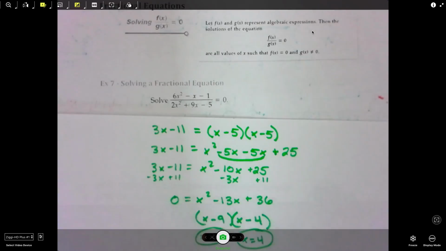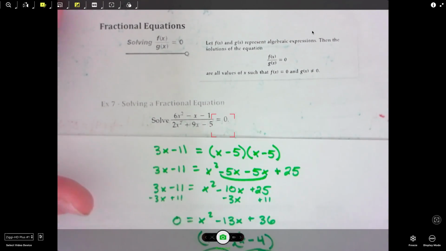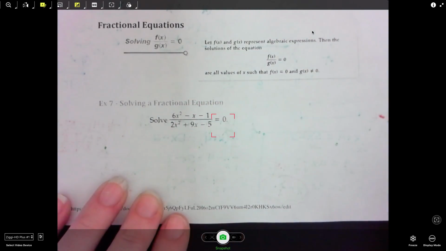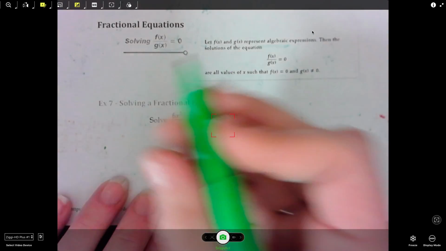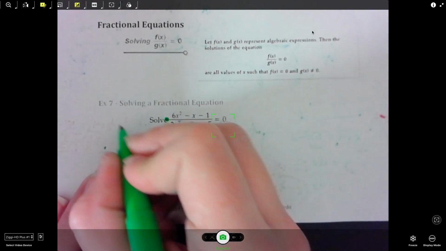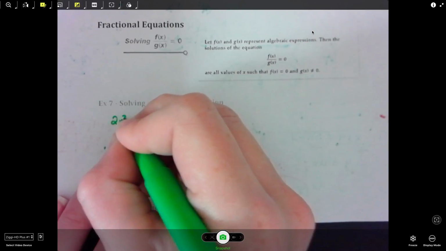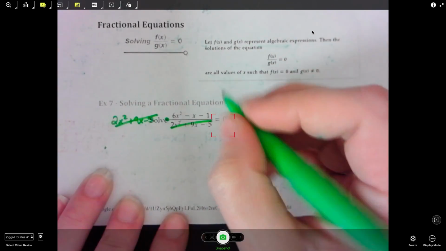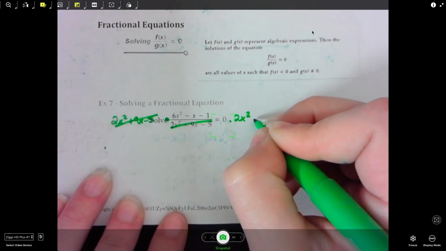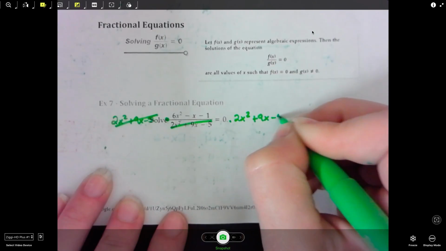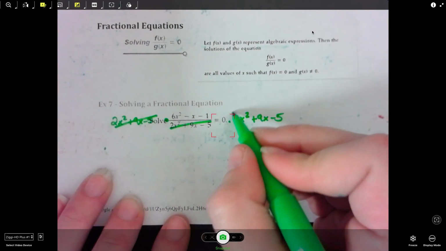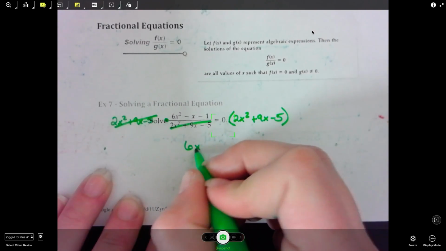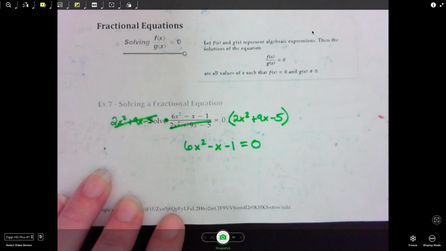Fractional equations. These actually come out nicer than what they look like to start with. If I'm trying to solve this guy and he's set equal to 0, what I can do is multiply both sides by the denominator. So 2x squared plus 9x minus 5, I'm going to multiply him and multiply by 2x squared plus 9x minus 5. And some of you guys might already be figuring this out, that when I multiply anything by 0, it's just going to go away. So 6x squared minus x minus 1 will just be equal to 0.